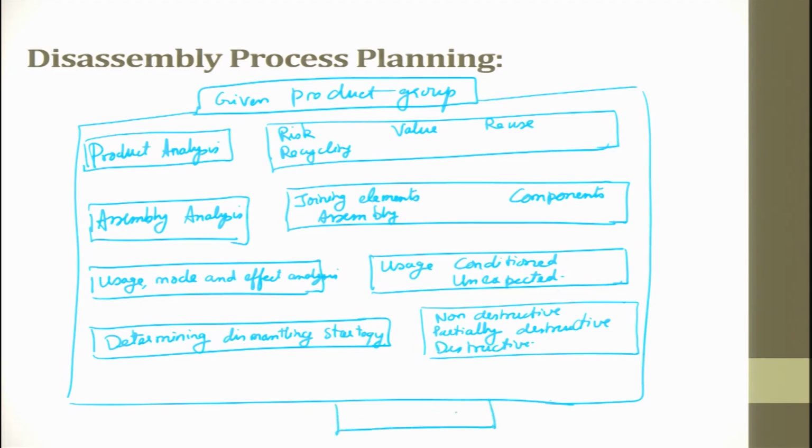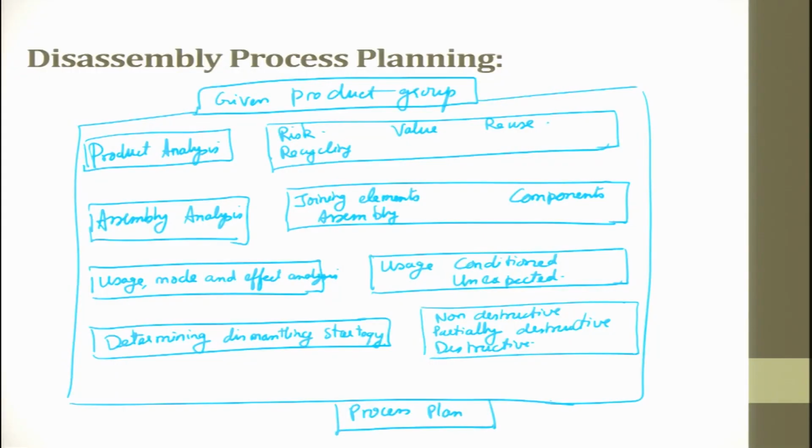So, these are all the process plans which we do from the dismantling point of view. We take a given product group, and then we do product analysis, assembly analysis, usage mode effect analysis, and determining dismantling strategy. These are all the components involved when we do the dismantling process plan, right. We have process plan for fabrication, process plan for assembly, and also process plan for disassembly. When we do disassembly, risk, reuse, value, and recycle are very important components.